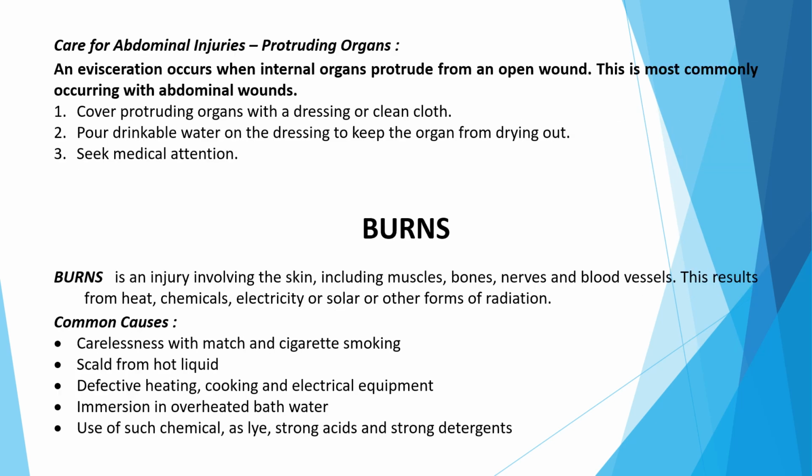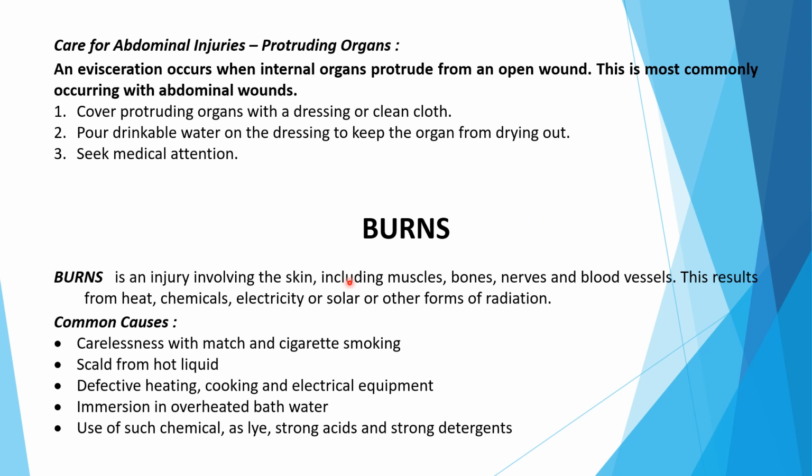Care for abdominal injuries or protruding organs, also called eviscerations. This occurs when internal organs protrude from an open wound. This most commonly occurs with abdominal wounds. How would you manage it? Cover protruding organs with a dressing or clean cloth. Pour drinkable water on the dressing to keep the organ from drying out. You have to keep them wet. Seek medical attention. It must be wet.